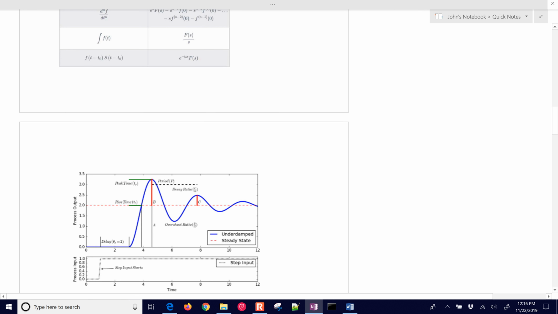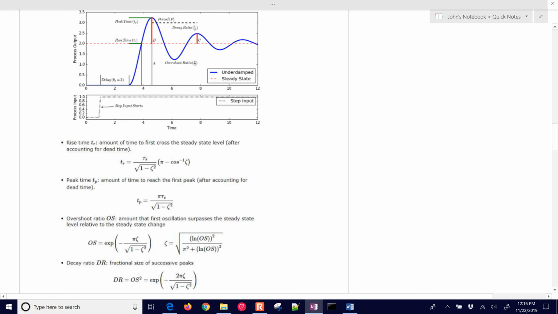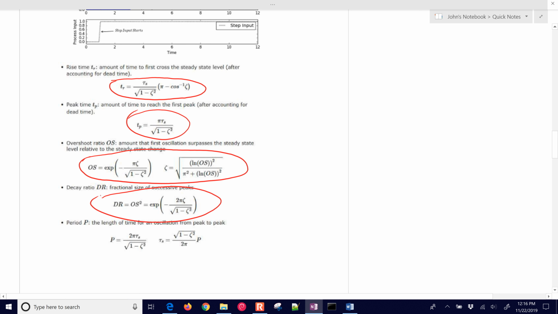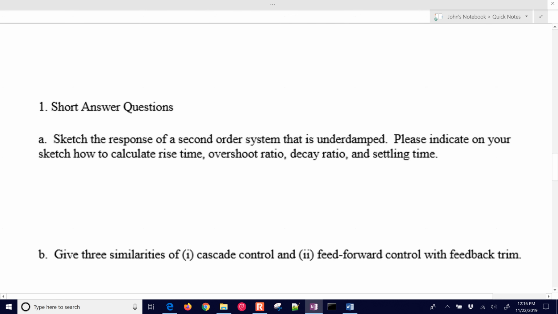Okay, so there's the Laplace tables. We also have a second order system, how we relate to things like rise time, peak time, overshoot, and zeta value. And then we have our decay ratio and peak time, that's period as well. Alright, so let's go on to the short answer questions first.